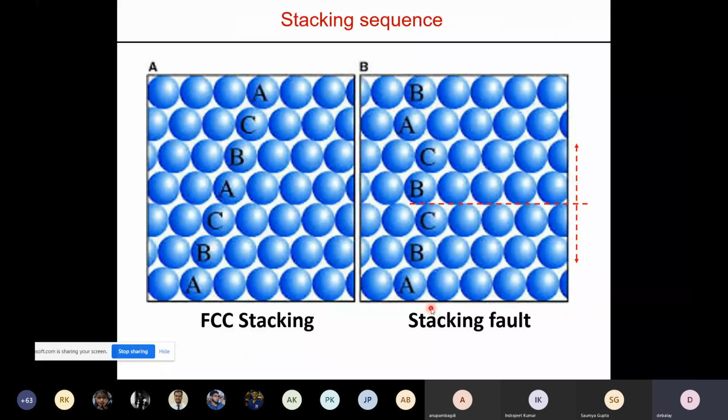If there is a change, then what is happening locally in the right hand side image, BC, BC? What has happened? An A atom moved into a B position. So what has happened locally? HCP structure has been found. HCP stacking has come. So that means a stacking fault.